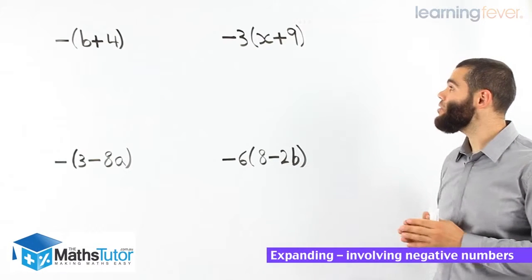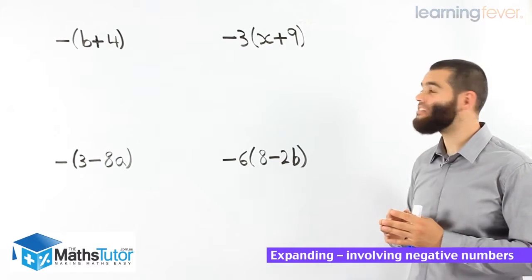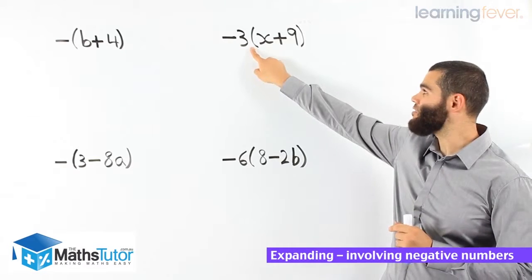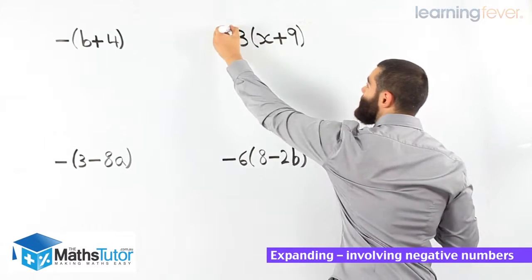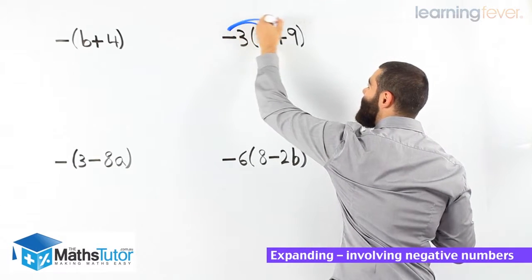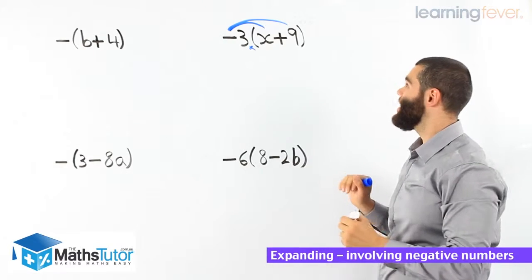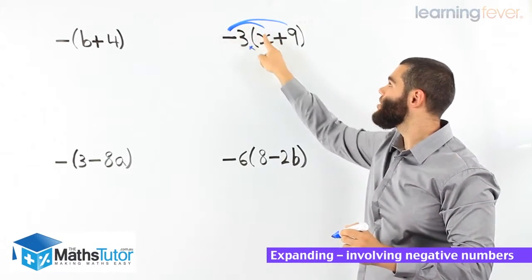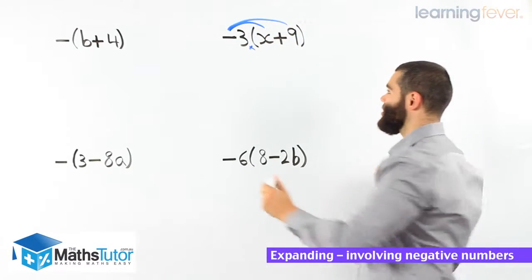The first example says minus 3 and then open bracket x plus 9 close bracket. We know with expanding there is an invisible multiplication right there. So negative 3 times everything inside the bracket. Negative 3 times the x and negative 3 times the 9. We showed the arrows to show that negative 3 times x, negative 3 times the positive 9. Let's go and do it.